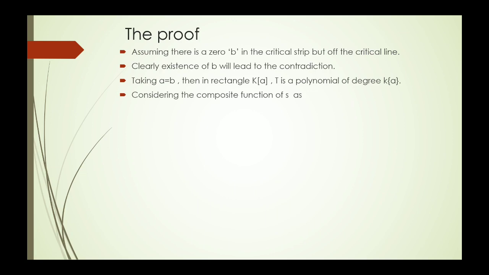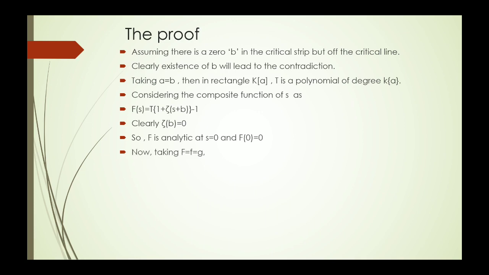Now, considering a particular composite function as the following, where f of s equals the Tau function of 1 plus zeta of s plus b minus 1. Now, clearly as b is a zero of the zeta function, the zeta of b is 0. Now, from here we get to see that f is analytic at s equals 0 and f of 0 equals 0. Now, taking F equals G, as already mentioned for the power series, we deduce that f of s equals 2 times f of s. Now, identically, f of s equals 0.